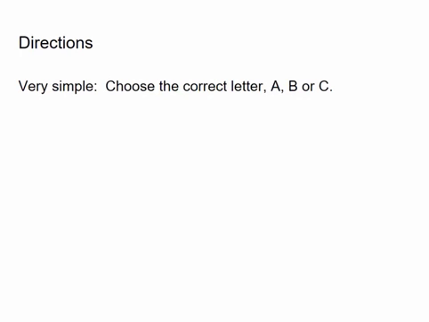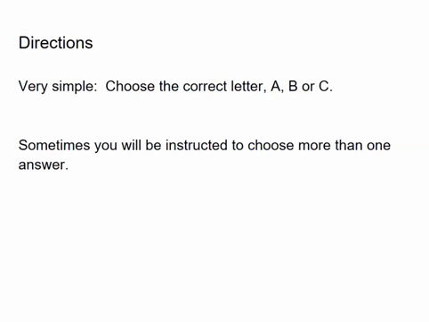The directions are very simple. You're just going to choose the correct letter, A, B, or C. It'll tell you which choices are possible there. Sometimes you will be instructed to choose more than one answer. In this case, there will be more answer choices provided. There may be 5 choices and they'll tell you choose 2 or something like that. So you do have to read the directions, but if you see anything more than 3 answer choices, you know you have to choose more than one. Just like you always do, make sure to take a quick look at the directions to know exactly how many answer choices you should select.